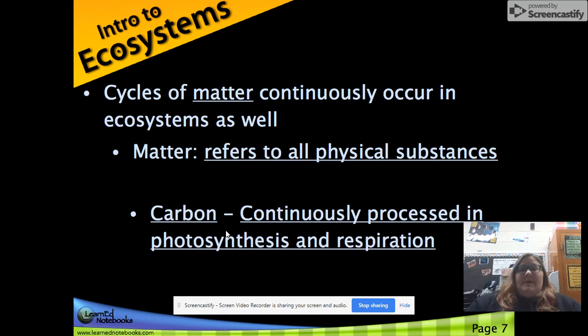The third cycle is carbon. Carbon is continuously processed in photosynthesis and respiration. What I just stated: we breathe out carbon dioxide. Plants take it in. They go through the process of photosynthesis. They convert it into oxygen. Oxygen we breathe in, and we use up all the oxygen, and we go through respiration. Remember, respiration is the opposite. We talked about it as cellular respiration. Cellular respiration is the opposite of photosynthesis.